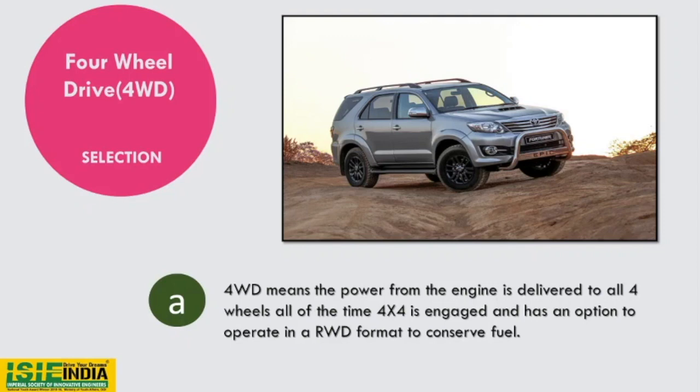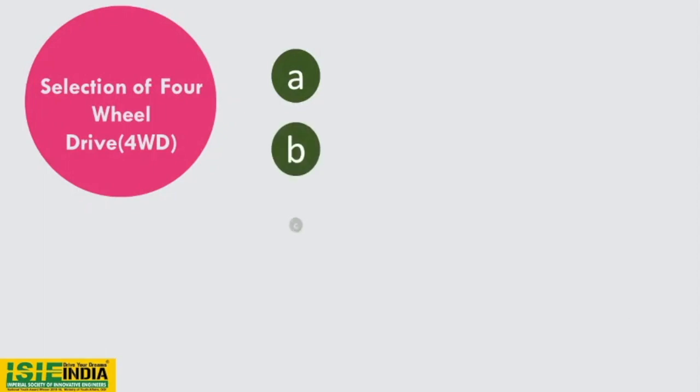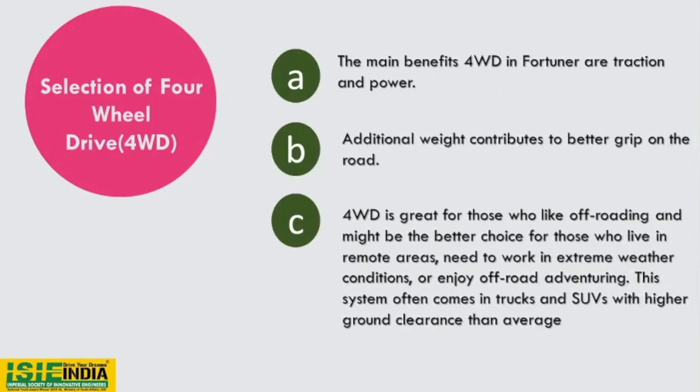But if you look at its driveline, it's a 4-wheel drive vehicle, and as we have studied earlier, in this the power from the engine is delivered to all 4 wheels all of the time. That means all of our 4 wheels are engaged, and it has an option to operate in rear wheel drive also, for the purpose of conserving fuel. The main benefit of this type of driveline, in the case of Fortuner, is traction and power.